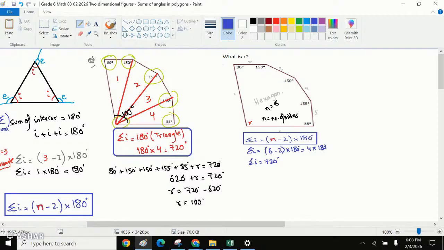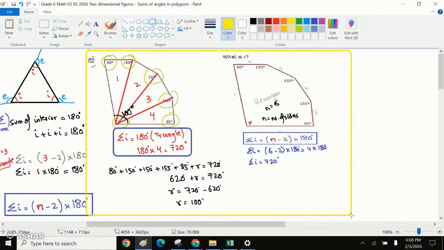We do not have to break the shape into triangles. We can simply find the sum of interior angles by using the formula. Okay?